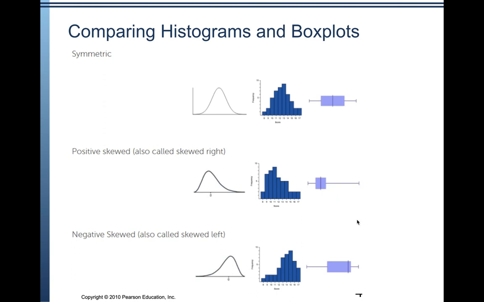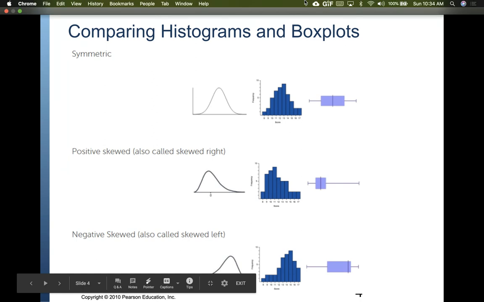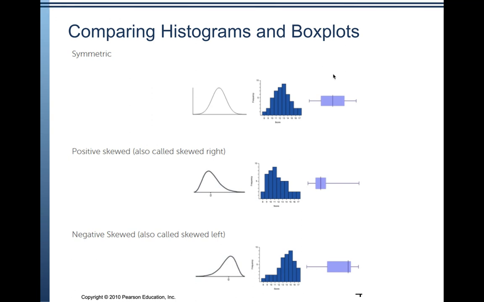And the exact opposite is true for data that is skewed to the left. Skewed to the left means data that skews to the low end. Notice here the left whisker is longer than the other parts, which makes it skewed to the left or skewed to the low end. So that's how we compare histograms and box plots, and that's one of the main parts of the chapter.